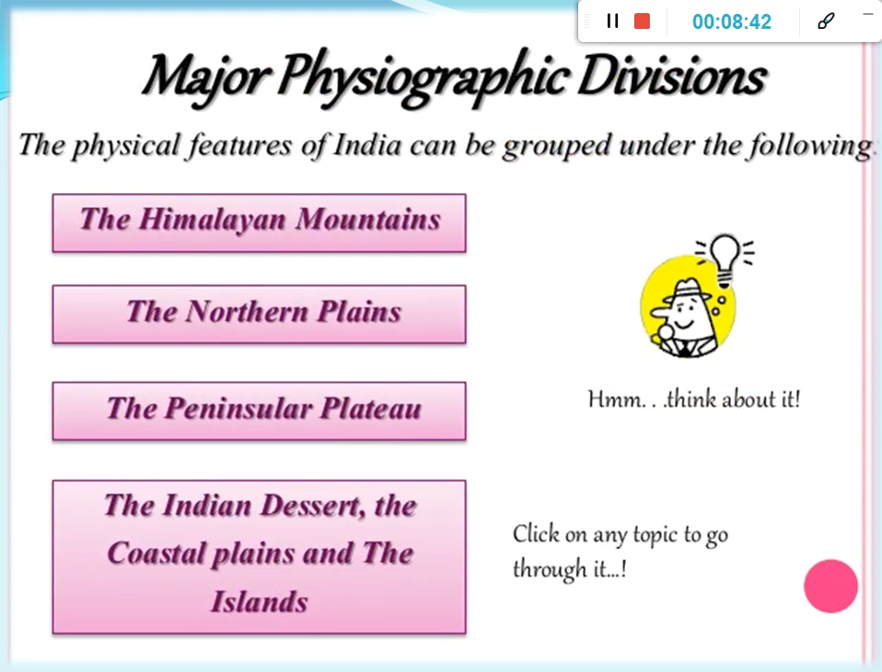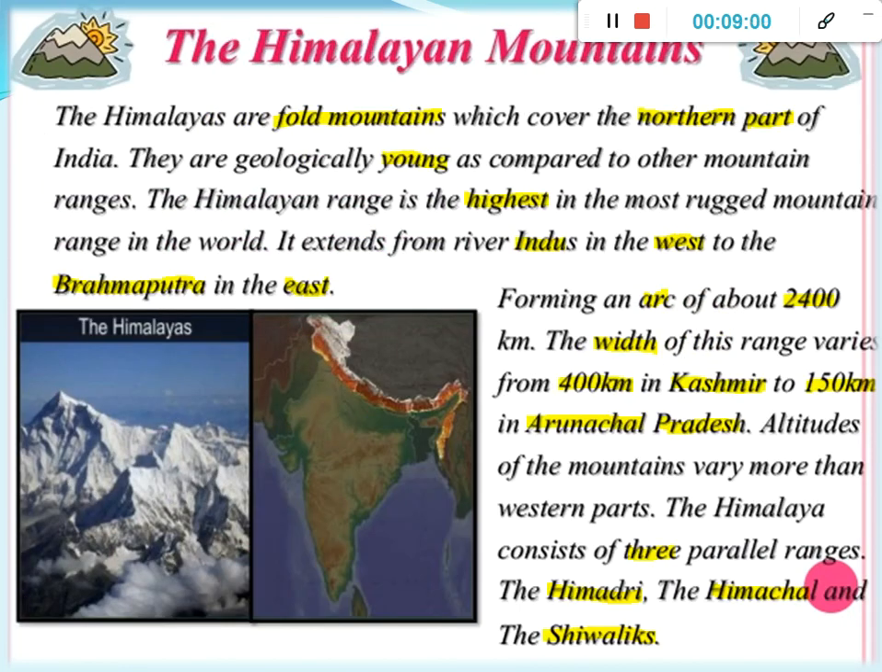Now we discuss the major physical divisions of India. First we have the Himalayan mountains, then the northern plains, then the peninsular plateau, then the Indian desert, then the coastal plains, then the Indian islands. First we have the Himalayan mountains.